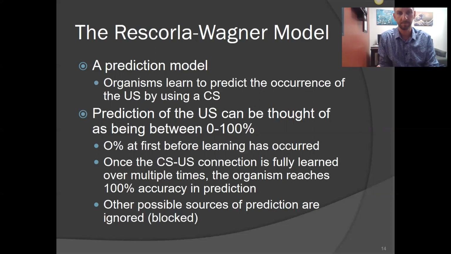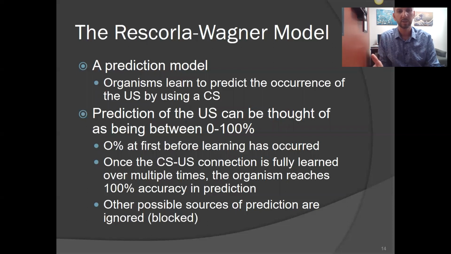It's a prediction model. So it argues that classical conditioning is not just about transferring a reflex to a new stimulus. It's about predicting what's going to happen. So organisms learn to predict the occurrence of the US by using a CS. All right, let me explain what that means. They learn to predict the shock by using the noise.